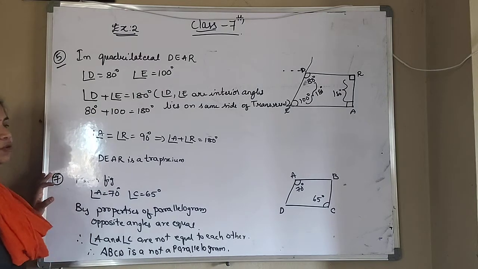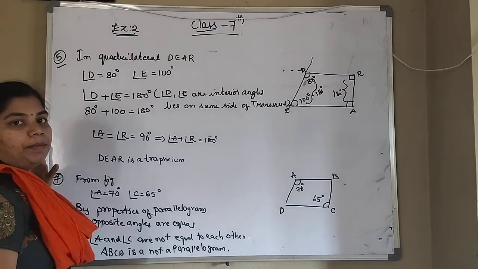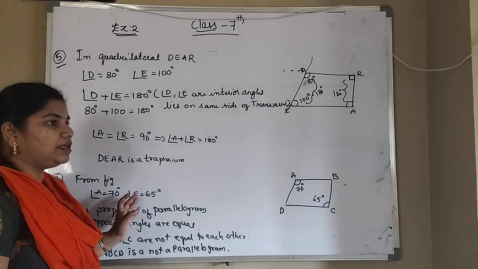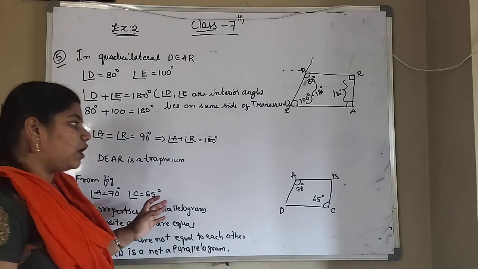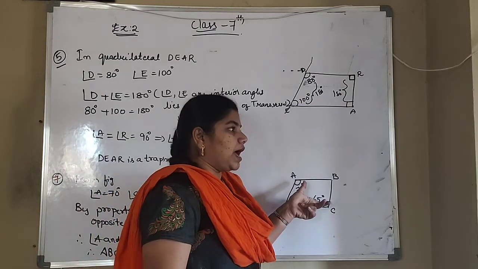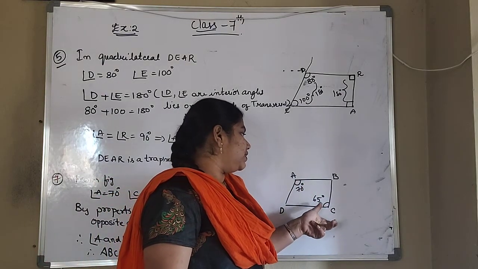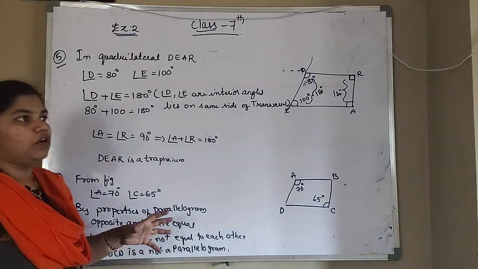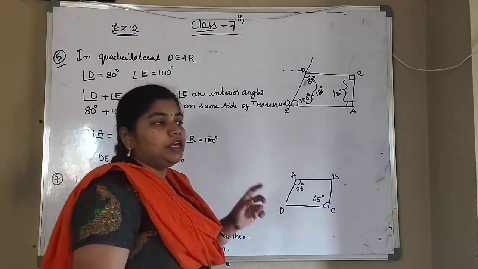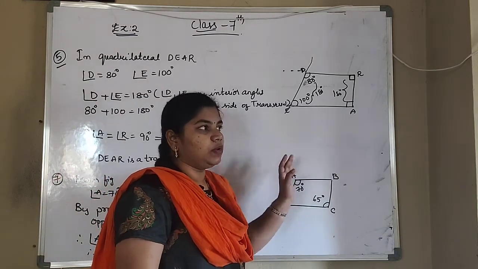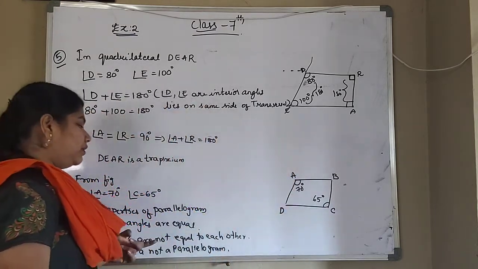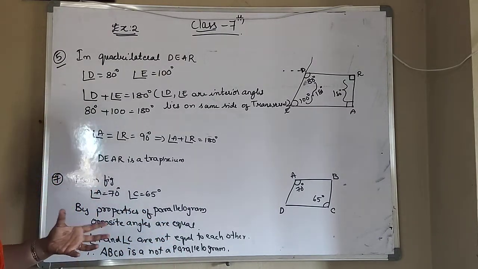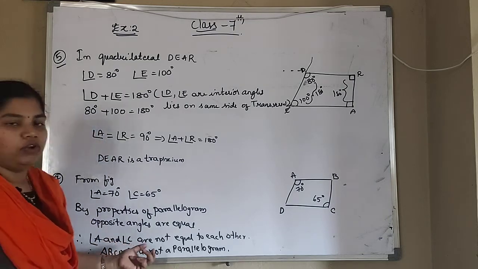So by using this property we can say this is not a parallelogram. In the figure, angle A is 70 degrees and angle C is 65 degrees. By using the parallelogram properties, you can tell that opposite angles will be equal in a parallelogram. But in this case opposite angles are not equal. So by using that property you can tell this will not form a parallelogram here.